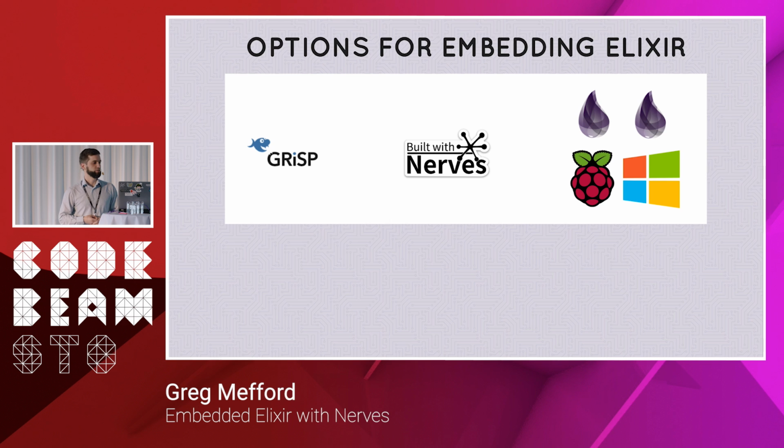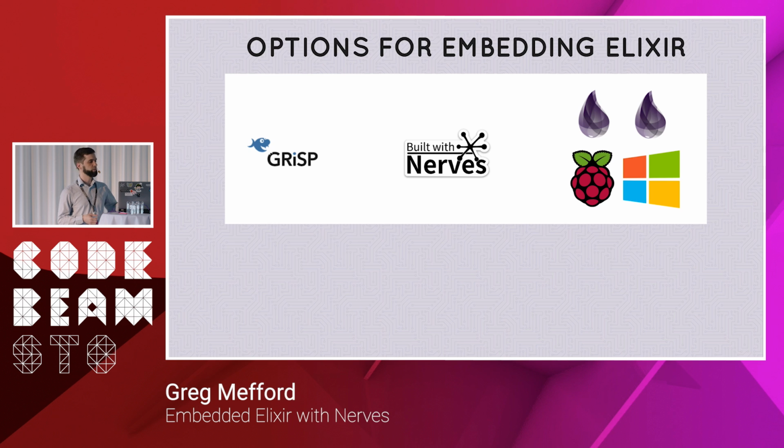So I wanted to talk about several options for embedding Elixir. On the left here, we have Grisp. I went to the Grisp training the other day, and it was interesting to really learn more about the details of how that works. With Grisp, you don't have a Linux operating system. You actually just have a compiled binary with an RTEMS operating system baked into the binary itself.